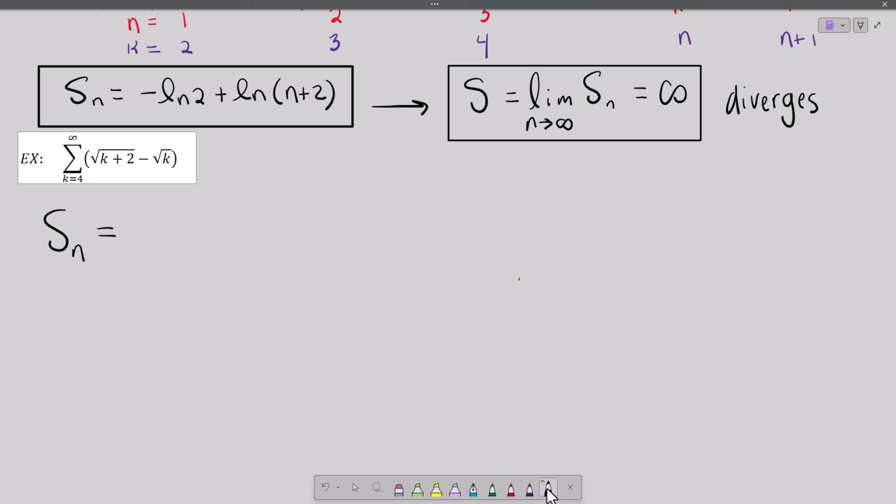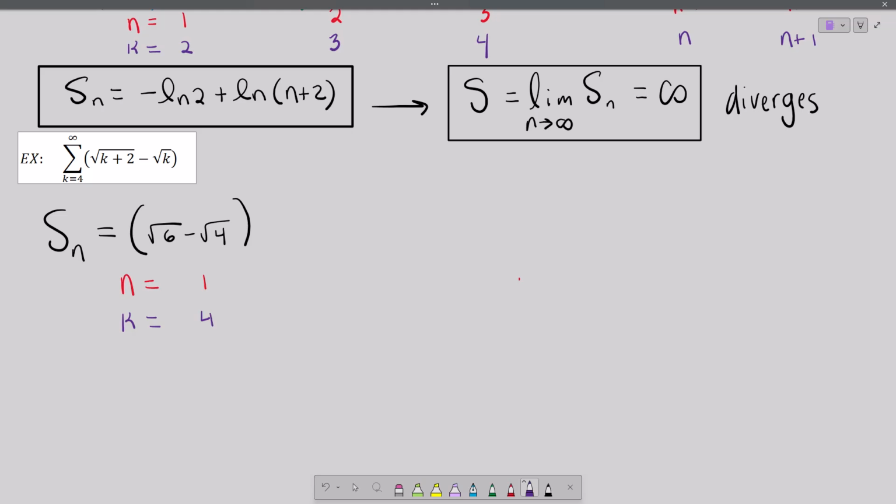So this one starts at k equals 4. So we plug in a 4, and we get square root of 6 minus square root of 4. There is the first term. So n equals 1. That's the first term. Let me move that over a little bit so it's right underneath it. That first term was found by plugging in k equals 4.